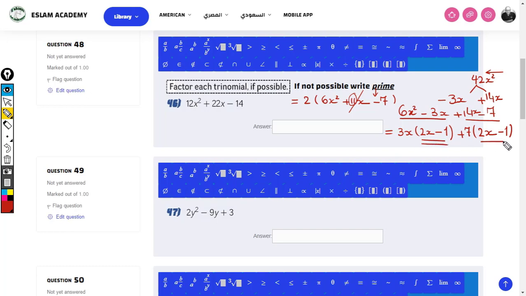Now the bracket is repeated, so that will be the common factor, which is 2x - 1. The remainder from the first group is 3x, and the remainder from the second group is plus 7. So it will be 2x - 1 multiplied by 3x + 7.